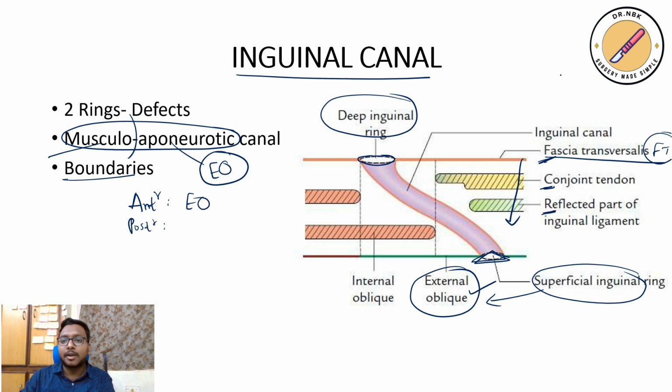Then the reflected part of the inguinal ligament. You can remember FCR, just like TCR. So fascia transversalis, conjoint tendon, reflected part of inguinal ligament. How is this conjoint tendon formed?